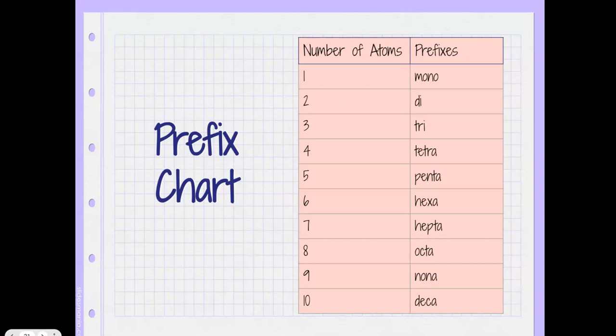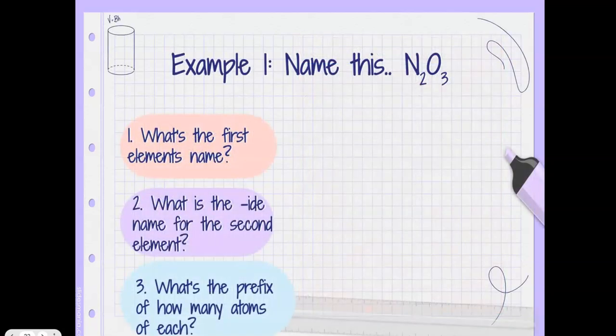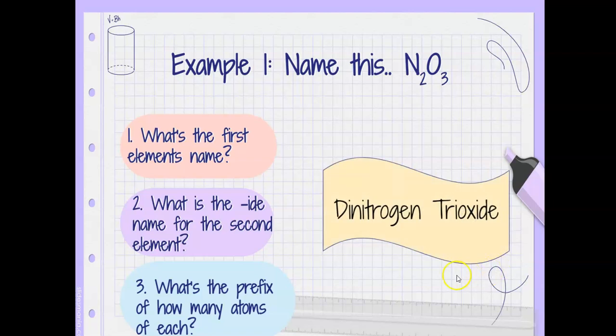Okay, so hopefully you've checked your work and filled out your notes with these prefixes. Now let's start using them. If we look at this compound, N2O3, what is the first element's name? It's nitrogen, and then the "ide" is going to be oxide. So far we have nitrogen oxide, but now we have to determine our prefixes. The prefix 2 is di, the prefix 3 is tri. So we're going to get dinitrogen trioxide.